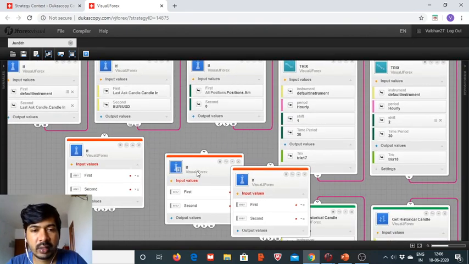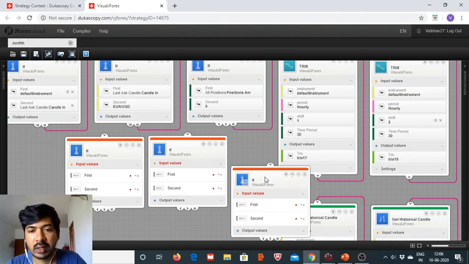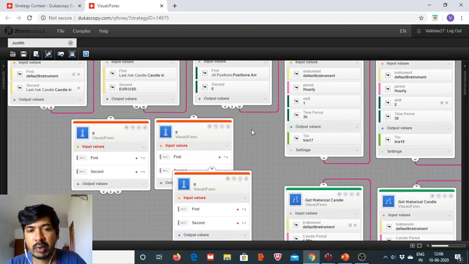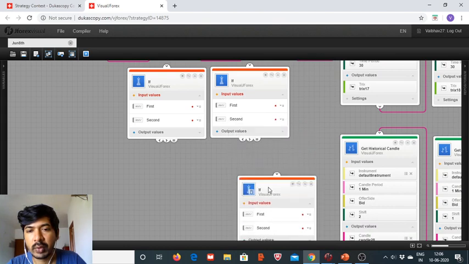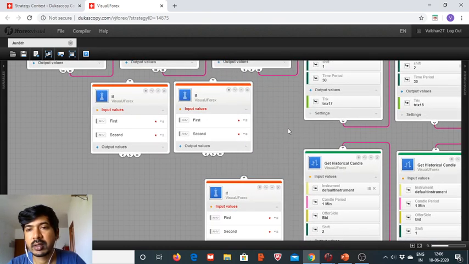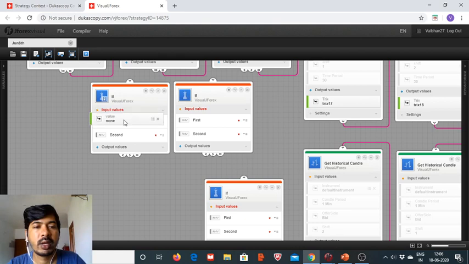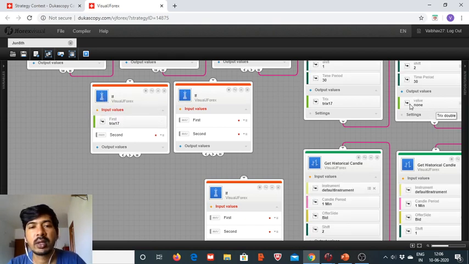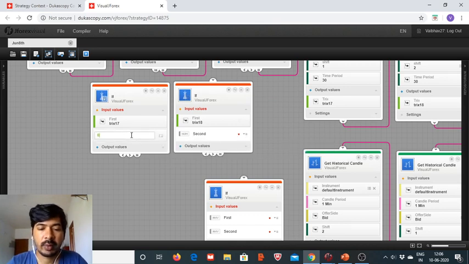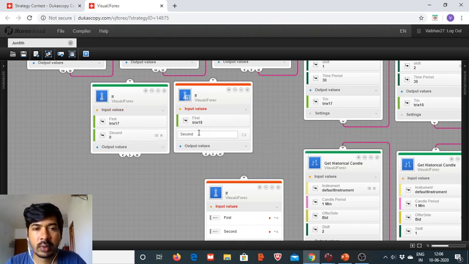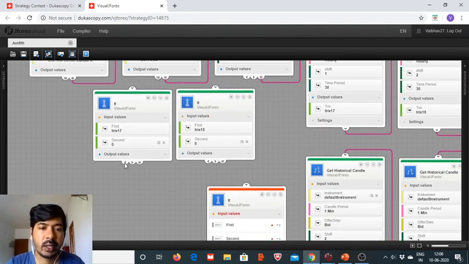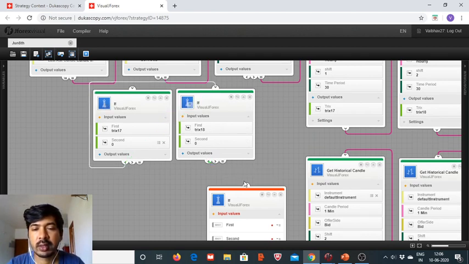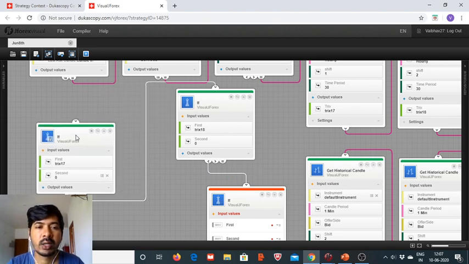We need the TRIX values to be in negative territory, below 0, so we do the comparison first for TRIX 17 and TRIX 18 straight away. We got TRIX 17, here comes the TRIX 18. Second parameter is 0. Here also it should be 0. And the value should be less than, that is first input less than the second input. Okay, done.